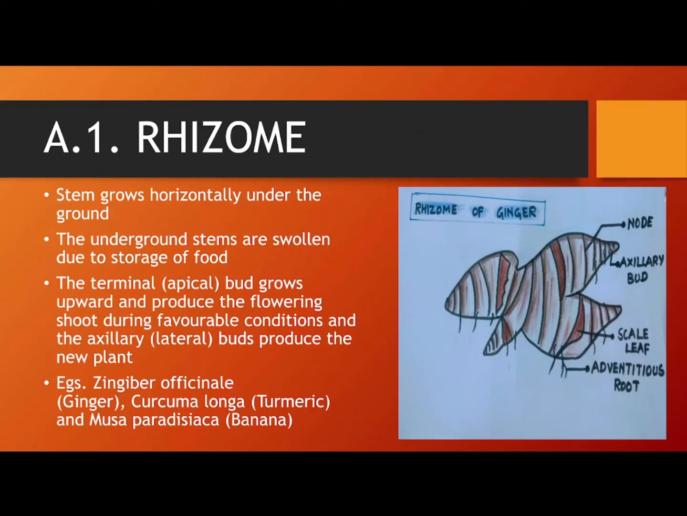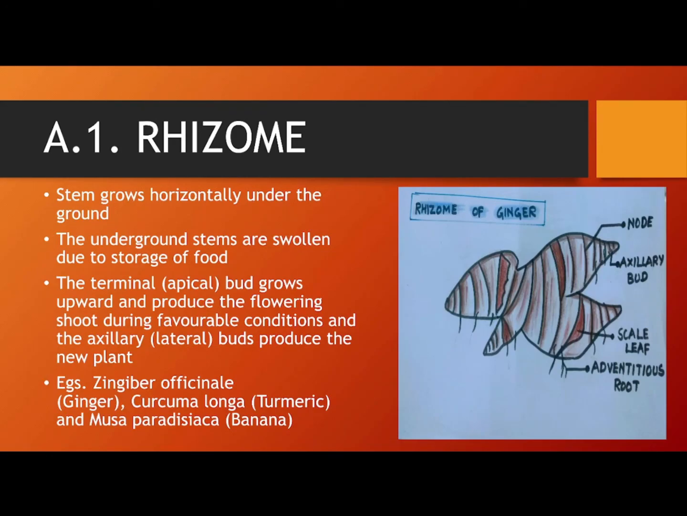Rhizome. Rhizome is a horizontally growing underground stem. This stem is found beneath the soil. This rhizome is actually swollen due to storage of food material. Since it is a stem, it has got nodes, internodes, scale leaves and adventitious roots.